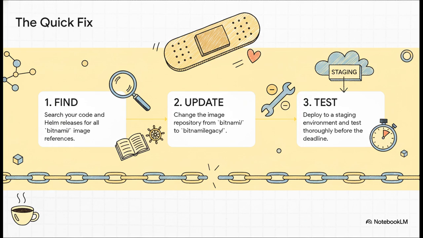All right, first up is the immediate short-term fix. Think of this as a Band-Aid, but it's one you absolutely have to apply. Step 1, search your entire codebase, Helm charts, Dockerfiles, Kubernetes manifests, everything, for any reference to a Bitnami image. Step 2, change that repository name from Bitnami to Bitnami Legacy. And step 3, and this is critical, test this change immediately. Get it into a staging environment and make sure it works. You have to do this before the deadline hits.